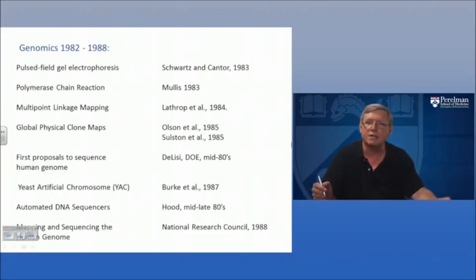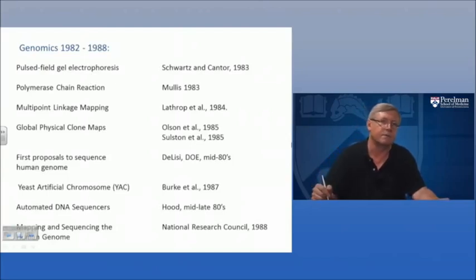The polymerase chain reaction was another key technical breakthrough that enabled the chemical synthesis of DNA that was specific for any particular segment of DNA that one wished to isolate. Multipoint linkage mapping was developed by Lathrop et al. in 1984, and this is an extension of the techniques used in the RFLP mapping projects that allowed a more sophisticated generation of genetic linkage maps.